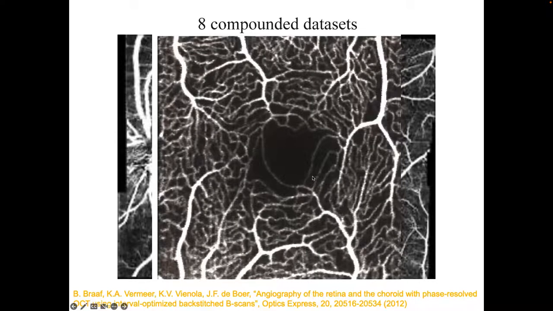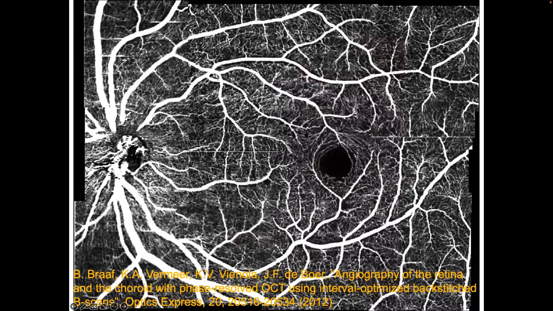This is then an even better set when you do that 8 times and average these 8 sets. This is the kind of detail that you can see for the avascular zone. And this is the high resolution version. If you look carefully, you can see that there are stitched together areas. It's stitched together, but it gives you a full view of the vasculature of the retina.